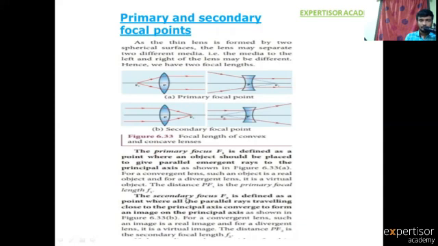Next, the secondary focal point. The secondary focus F2 is defined as a point where all the parallel rays traveling close to the principal axis converge to form an image on the principal axis. So here the light rays are parallel to the principal axis. After refraction, they converge at one point. So that is the second focal point. For a convergent lens, such an image is a real image. For a divergent lens, it is a virtual image. The distance PF2 is the secondary focal length F2.